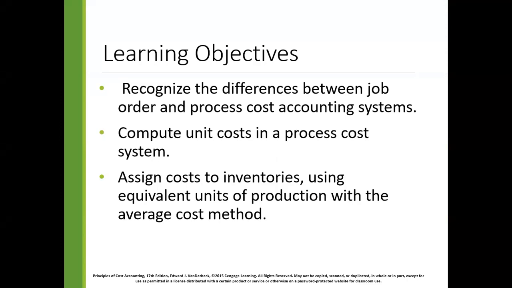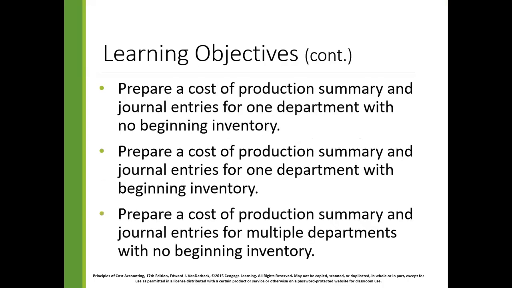Now, let's take up chapter 5 for the learning objectives. Recognize the differences between job order and process cost accounting systems. Compute unit cost in a process cost system. Assign cost to inventories using equivalent units of production with the average cost method. Prepare a cost production summary and journal entries for one department with no beginning inventory.